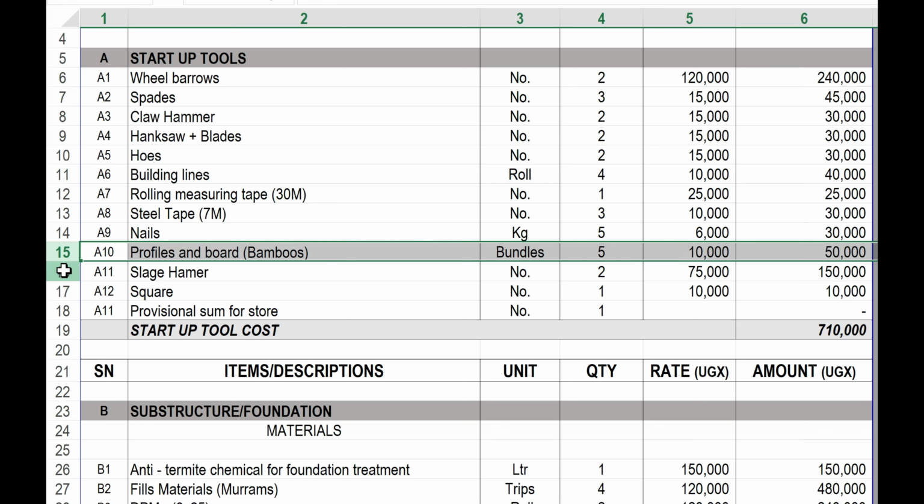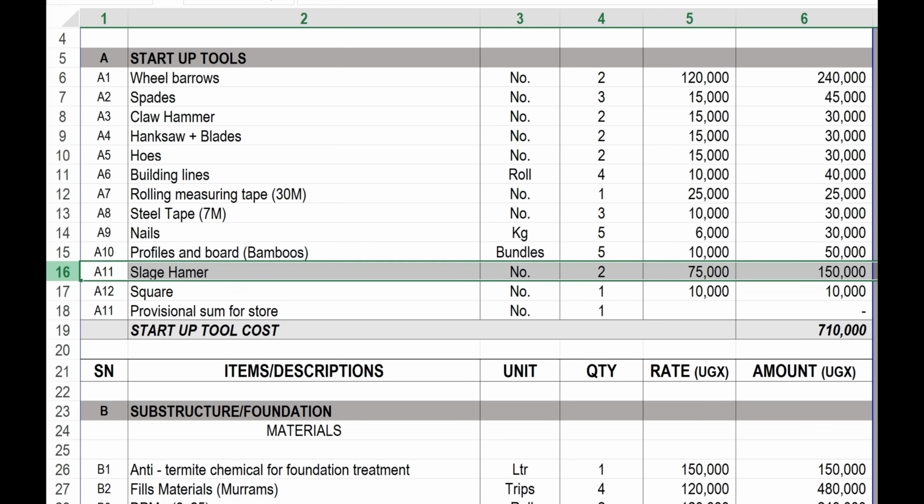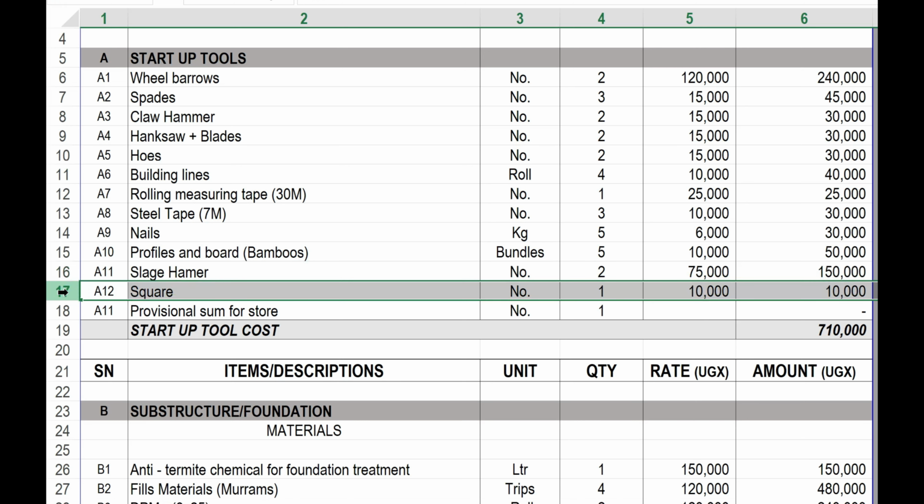We also need a sledgehammer. A sledgehammer is a hammer that is used after pouring the hardcore. This helps in leveling the ground such that you can cast the oversite concrete. So for this case, I think 2 sledgehammers can be enough, whereby you can get one at 75,000, summing up to 150,000. You also need a square, because it helps us in setting out, and you can get a square from some hardwares at 10,000.